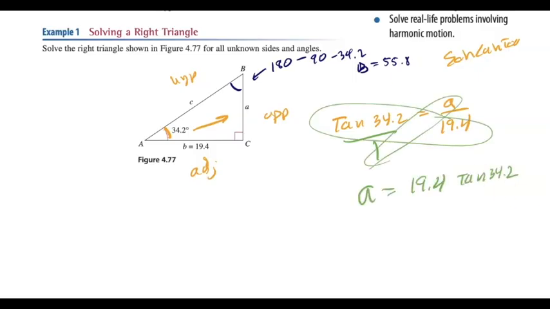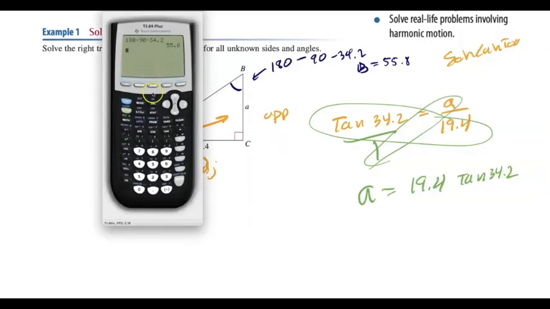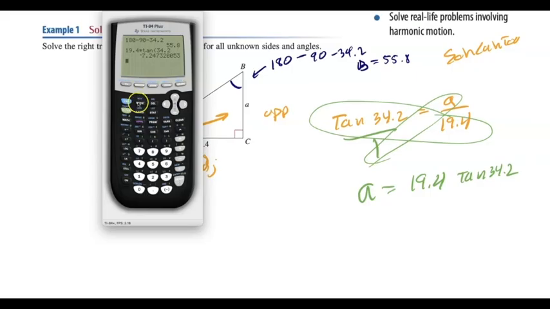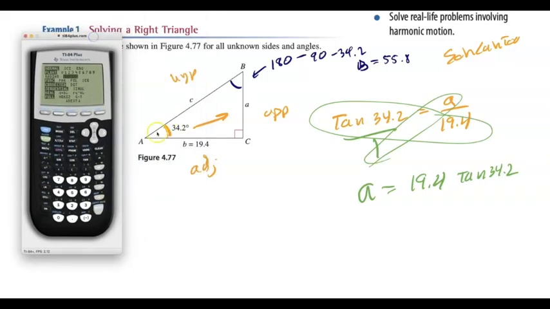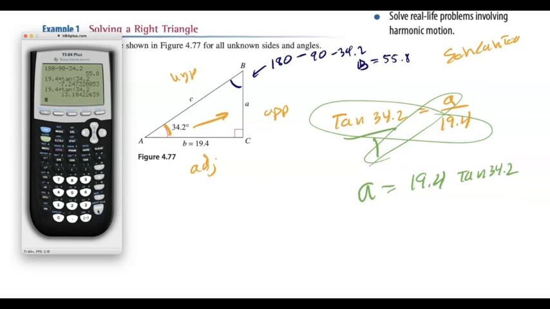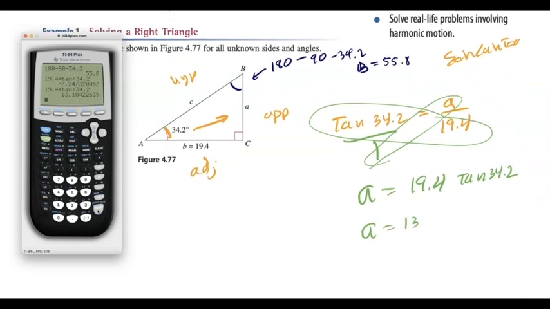So again, we put that into the calculator. 19.4 times tan of 34.2. We get, I must be in radians, and I should change that to degrees, mainly because they showed us degrees. We're doing triangle in degrees. If you look at the problem is in degrees, so it should be in the right form. We'll go back up here and click it again, hit enter, and I get 13.2. A is 13.2. All we need now is the hypotenuse C.